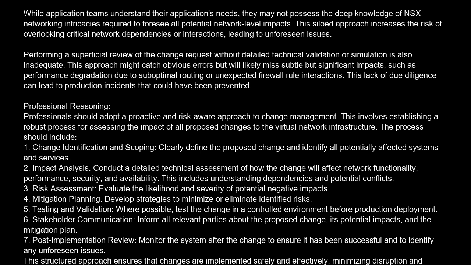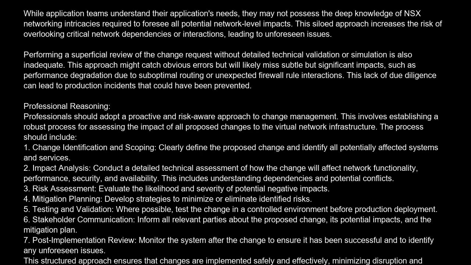Performing a superficial review of the change request without detailed technical validation or simulation is also inadequate. This approach might catch obvious errors, but will likely miss subtle but significant impacts, such as performance degradation due to suboptimal routing or unexpected firewall rule interactions. This lack of due diligence can lead to production incidents that could have been prevented.